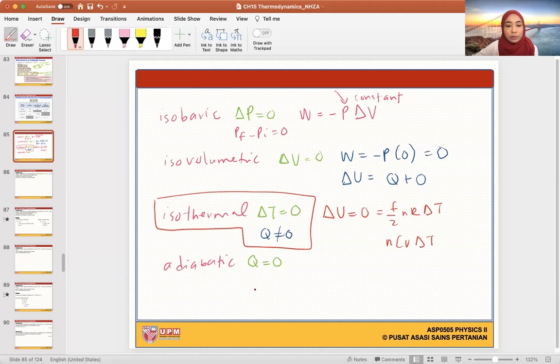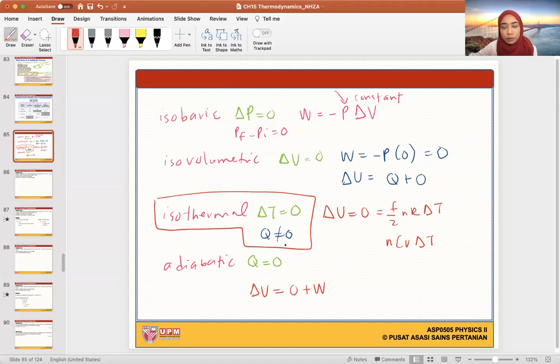And then the next one is adiabatic. Q equals zero, which means that there's nothing going into or out of the system in terms of heat energy, which makes our equation delta U equals Q, which is zero, plus W. So whatever equation you decide to use for W, just use it.